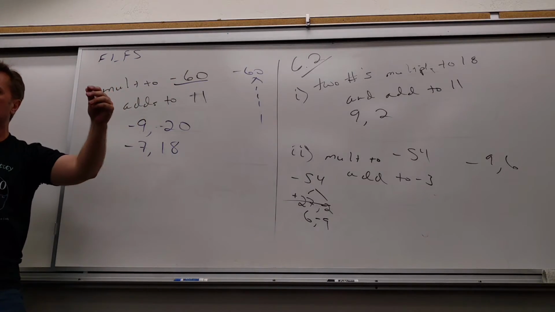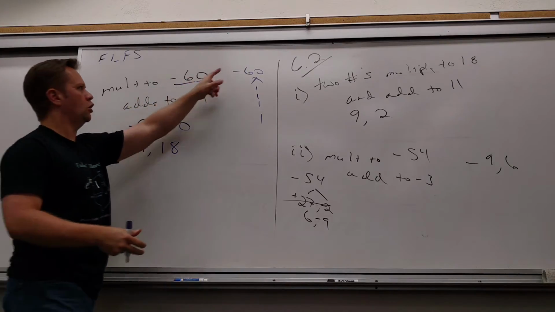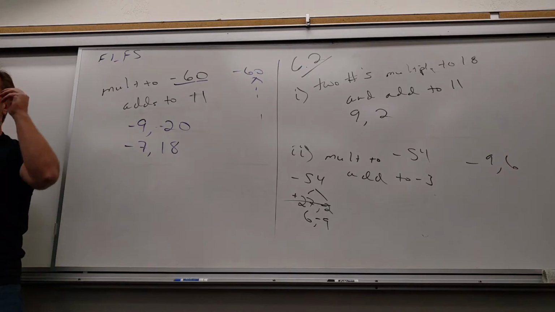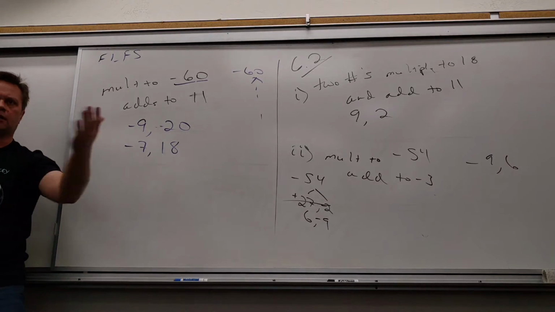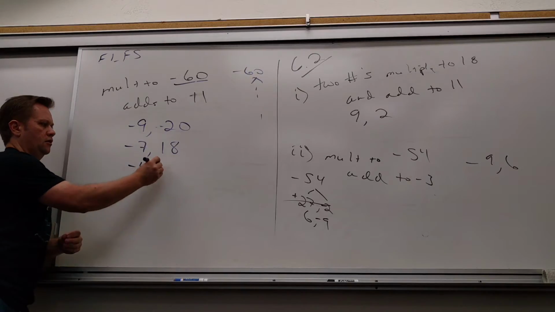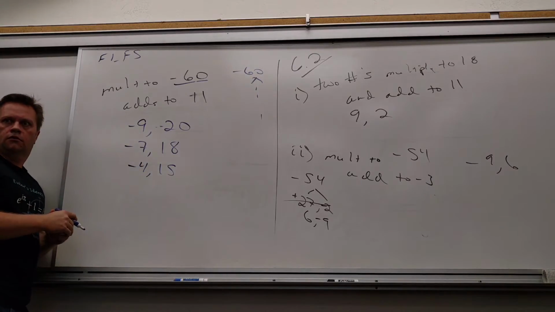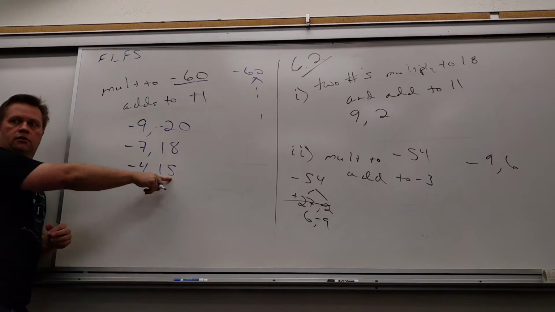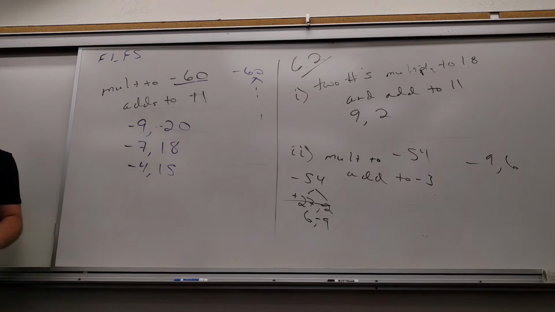But most of the time when teachers teach this, they focus totally on writing the products and then checking to see if they add. That's silly to me. It's easier to make numbers add to be 11. So eventually you get to -4 and 15. Those add to be 11, and they multiply to be -60. So that would be the two numbers that do what I want.